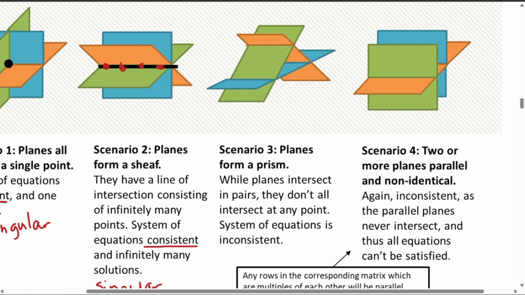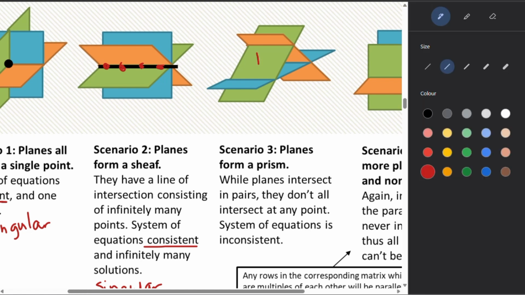So let's just label these, for example. I'll label the green one plane 1, the blue one can be plane 2, and the orange one plane 3. So there is a point here where 1 and 3 have a consistency, they have solutions, but if we put those solutions in for plane 2, it will not work. And then same for here.